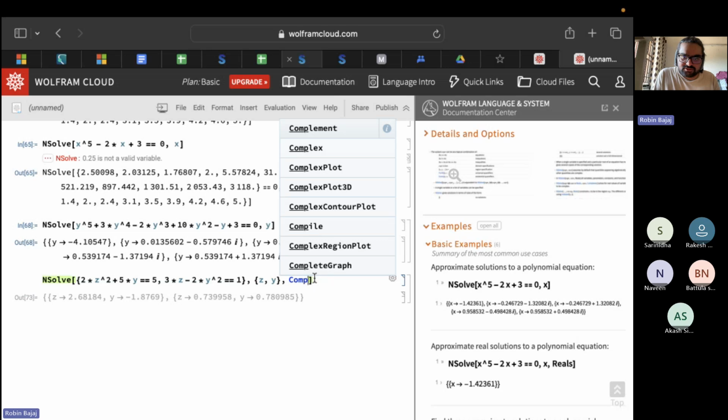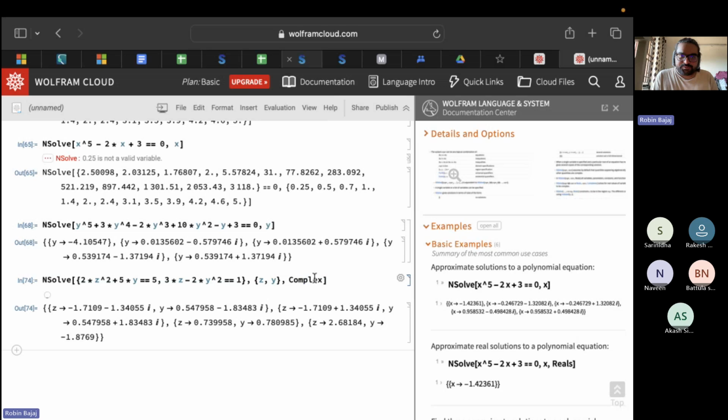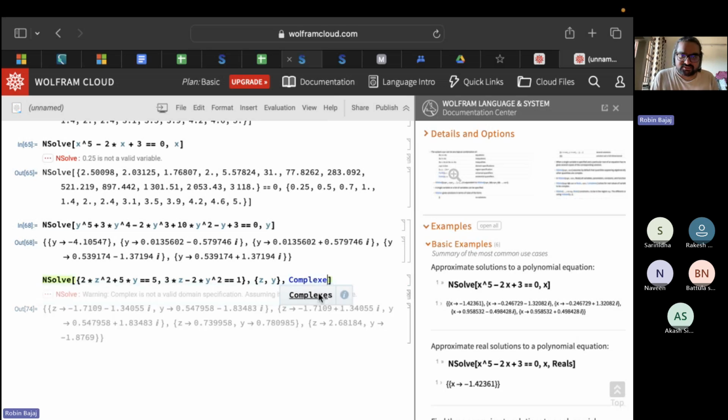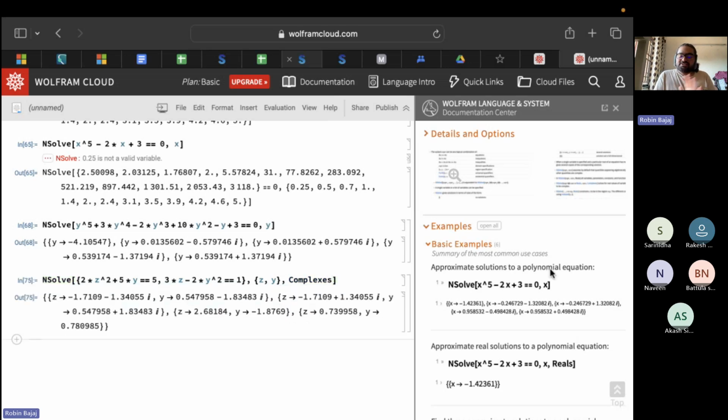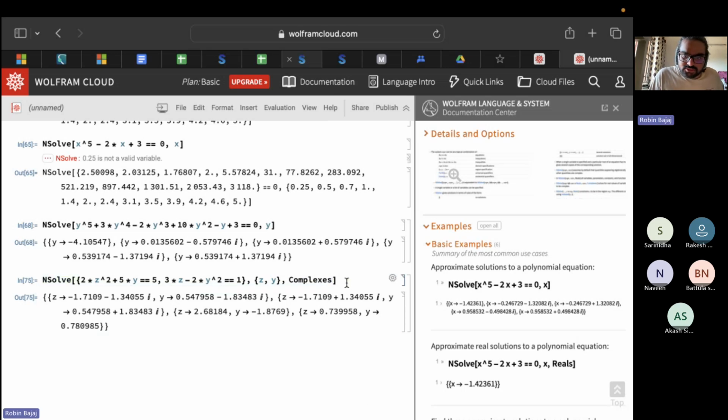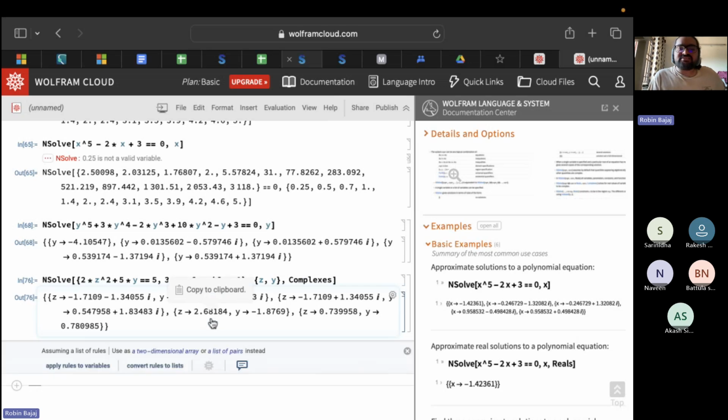Let's say there is complex also. Complex. It gave me that complex is not a valid option. Then what else will it be? Complexes. So complex. I don't know this, but then I searched it. It's already there. So with time, you'll get familiar with this thing. So it gave me the complex solution. Shift plus enter. If you see this, it also included the reals in the complex because they are also sort of complex. So that must be the reason.